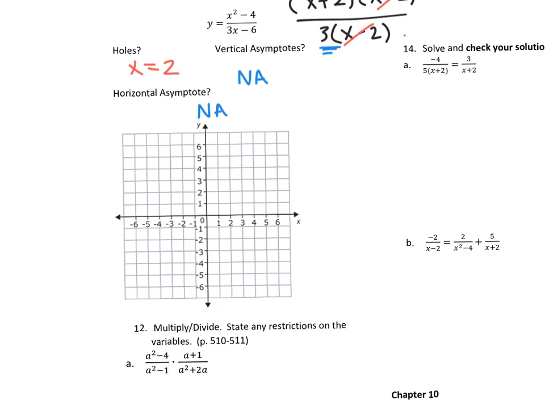So I'm going to draw in my hole. Well, actually, I'm not going to draw my hole in. I can't draw any asymptotes. So I'm going to put this in my calculator. Just make sure that this whole thing goes into y1. Okay, and then you're going to want to put parentheses in the numerator and the denominator.